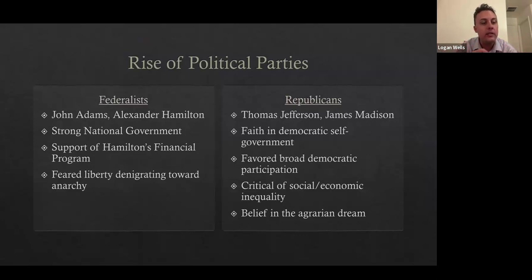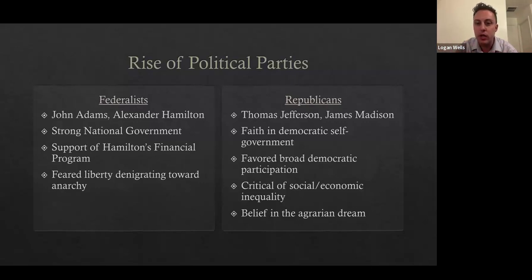Whereas the Republicans, Thomas Jefferson and James Madison were the primary leaders of this party. They had faith in what's called democratic self-government, right? That politics should be done at the local level and the state level, right? The federal government should have very, very little power, as little power as possible. They favored broad democratic participation, right? Allowing as many people as possible to participate in the democratic process.